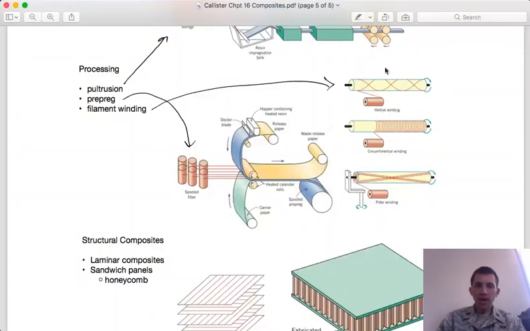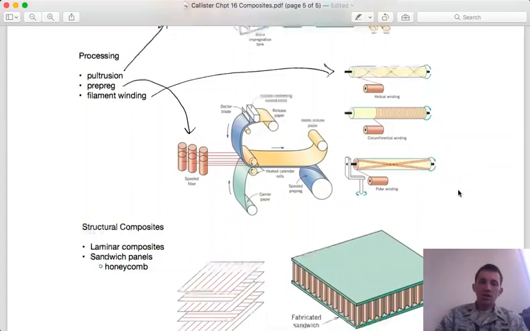If you have an application, say a compressed gas tank, you may find yourself winding the fibers, in various patterns as shown here, around the form to make that tank, and then impregnating with resin and curing.